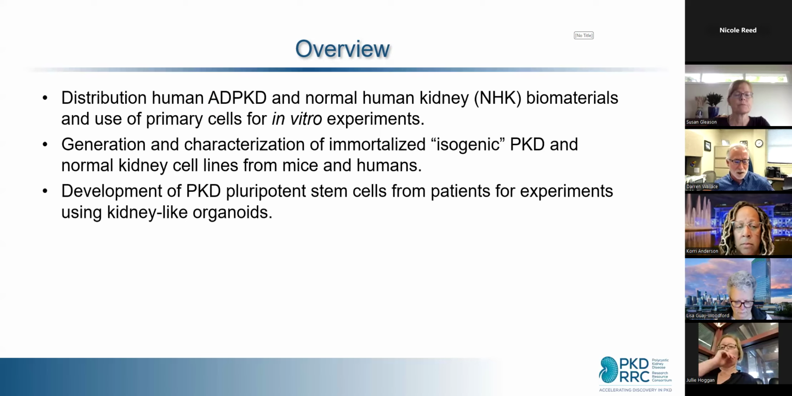I want to touch on the generation and characterization of immortalized isogenic PKD and normal human kidney cells from both mice and humans. I know that may not exactly make sense just yet, and I'll talk about what those terms refer to when I get to that section. And then I want to just briefly talk about the PKD pluripotent stem cells that we obtain from patients, and they're used for experiments involving kidney-like organoids. A lot of you have heard of the term organoids, but I'll characterize that a little bit more in a minute.